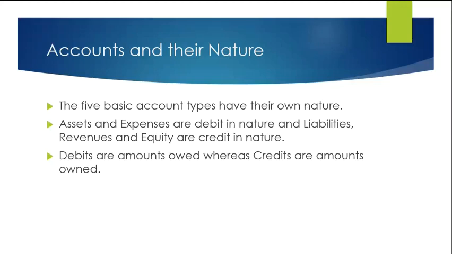So now we're going to look at accounts and their nature. The 5 basic account types, assets, liabilities, equity, revenues and expenses, have their own nature. Assets and expenses are debit in nature, and liabilities, revenues and equity are credit in nature. Debits are amounts owed, whereas credits are amounts owned.